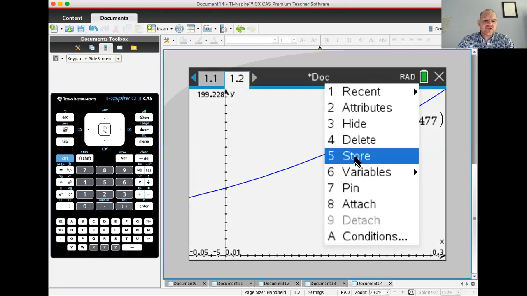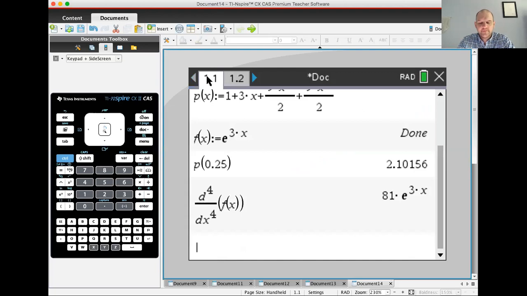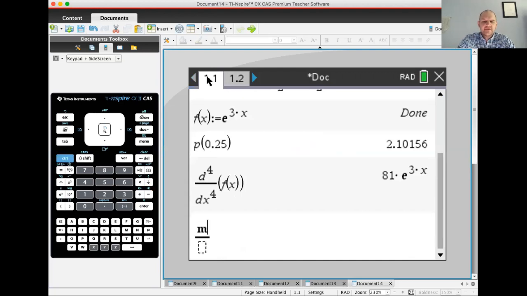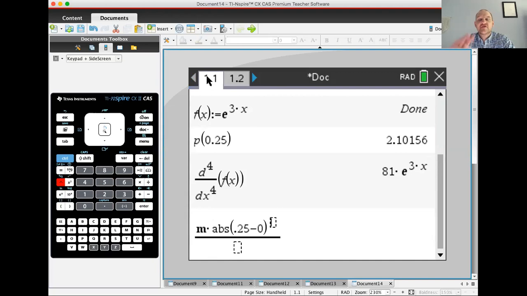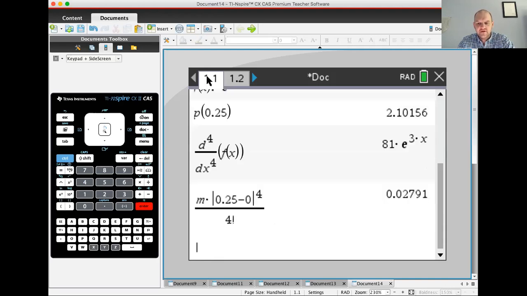So I press Control and Menu. It opens this, and then I choose option 5 to store. I'm going to store this as M, right? Because that's what it is. So let me go back here. So the maximum error is going to be M times the absolute value of x, which is 0.25, because that's where we're approximating, minus 0, then to the n plus first. So we use 3 derivatives to get our polynomial. This is to the 4th, and then over 4 factorial. This should be the maximum error that I can get.